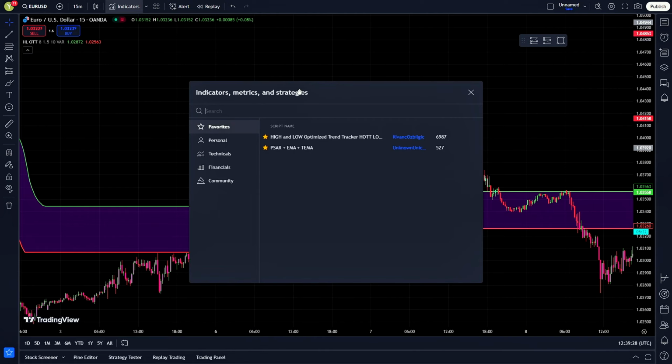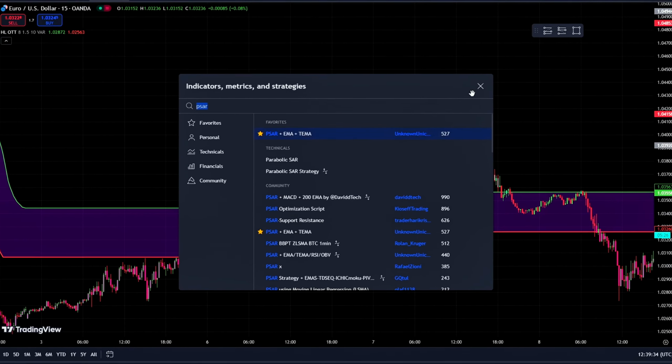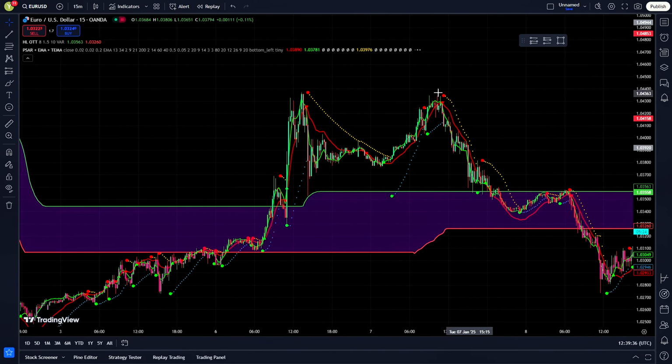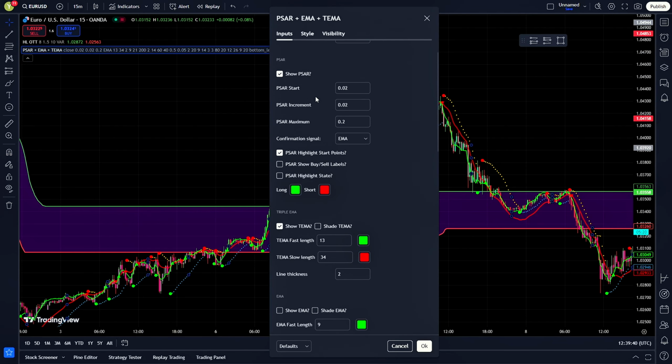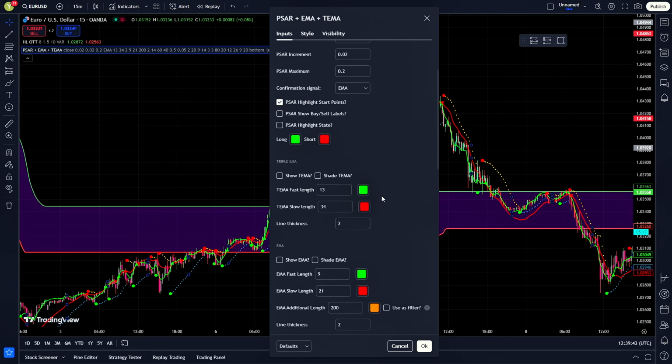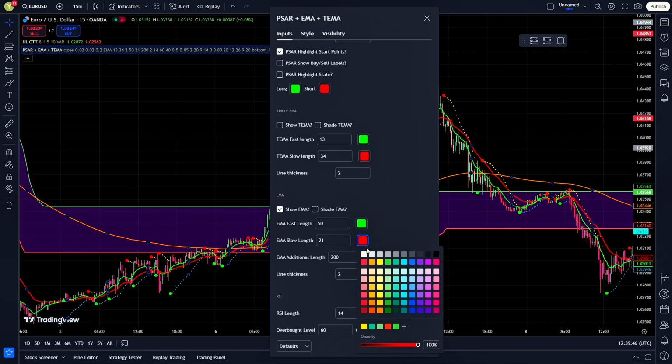Go to the Indicator Search tab and type SAR EMA. Select the indicator by Unknown Unicorn. Configure the settings. Input tab. Uncheck Show TEMA. Check Show EMA. Set EMA fast length to 50. Set the line thickness for EMA slow length to 0. Style tab. Change the EMA additional color to red. Click OK to save changes.